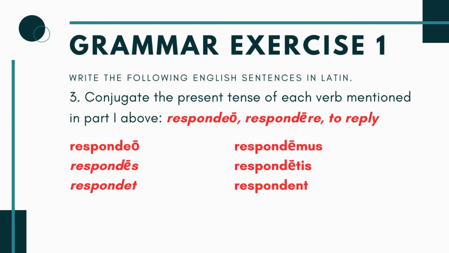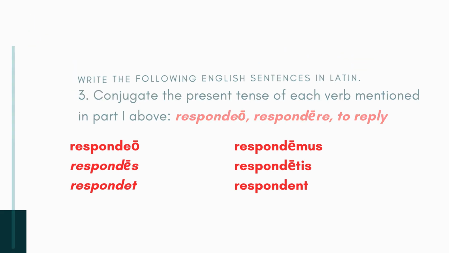Now, the next verb we have is respondere, which is a second conjugation verb, meaning to reply. So there's nothing really crazy here. Go to the infinitive, drop the re, add your endings. And you have I respond or reply, you, he, she, it, we, you all, and they. Down the line, again, second conjugation is nothing particularly crazy.